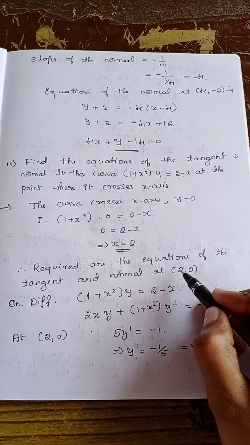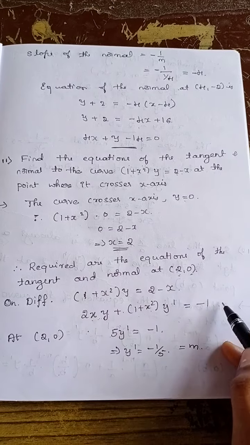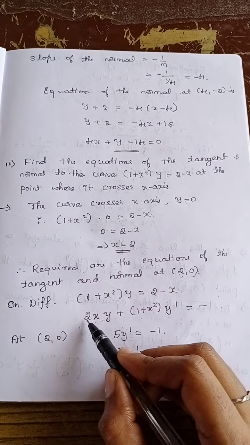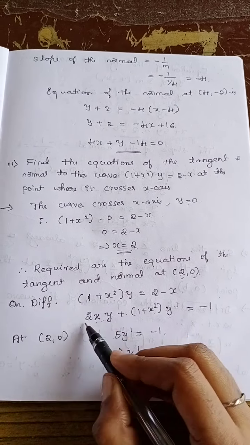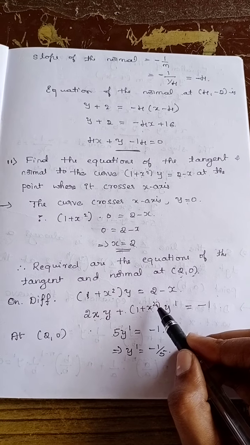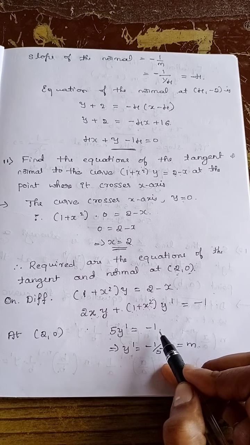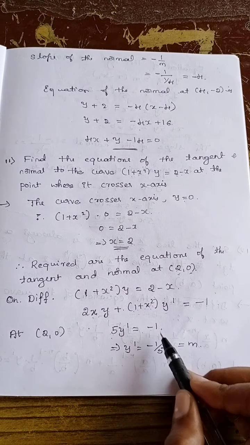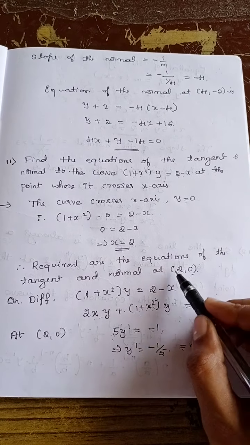At the point (2, 0), substitute the value x is equal to 2 and y equal to 0 in this equation. We get 2 into 2 into 0. This whole term becomes 0 because y is 0. 1 plus x square, here x is equal to 2, 2 square is 4, 4 plus 1 is 5, 5 into y dash is equal to minus 1. So y dash is equal to minus 1 divided by 5. This is the value of the slope at (2, 0).